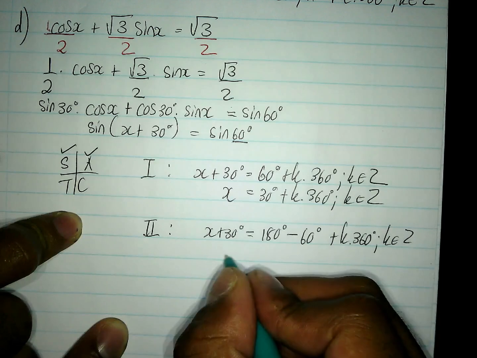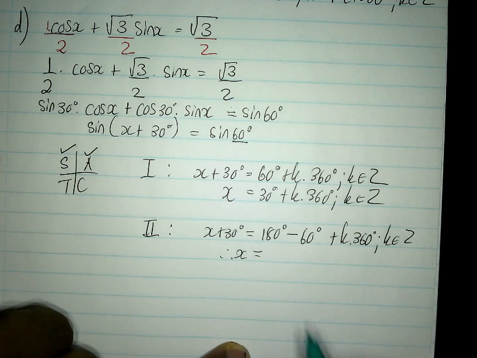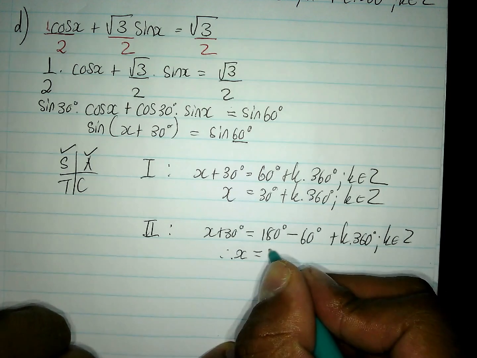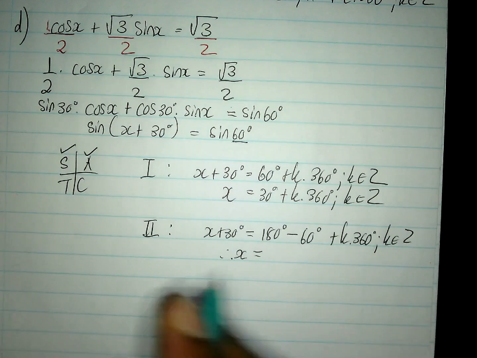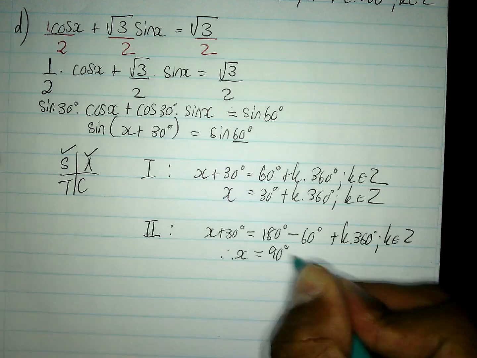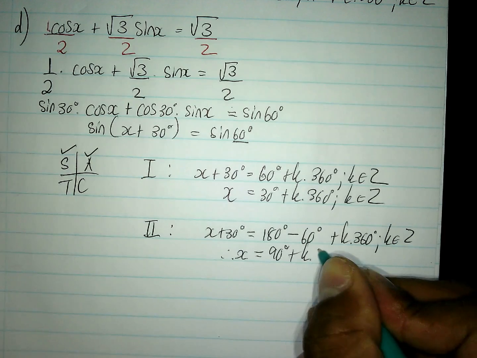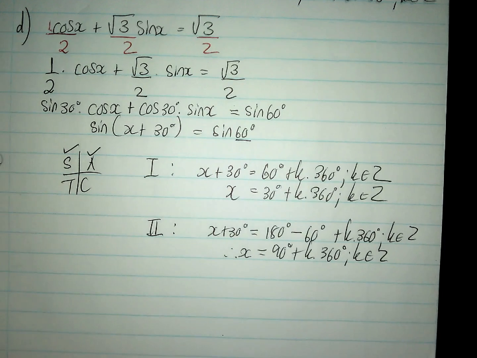Then we know that x at the end is going to be 180 minus 60 minus 30. So it's going to be 90 degrees. Then that is going to be your general solution.